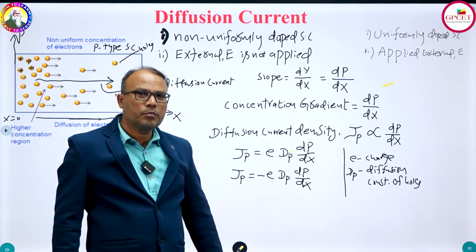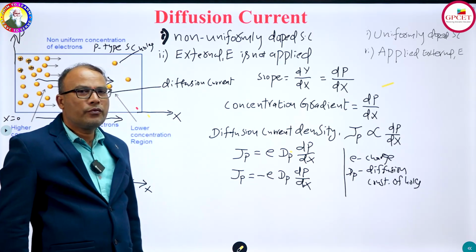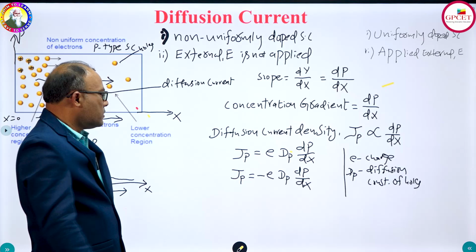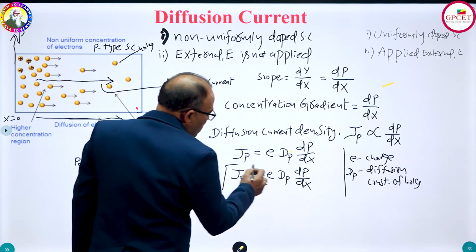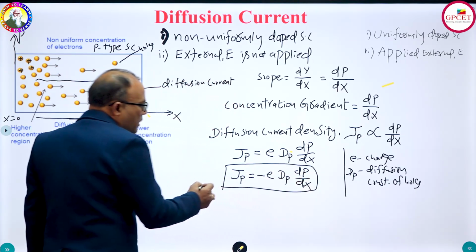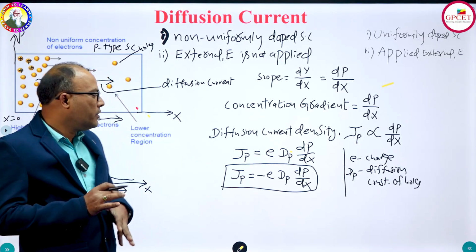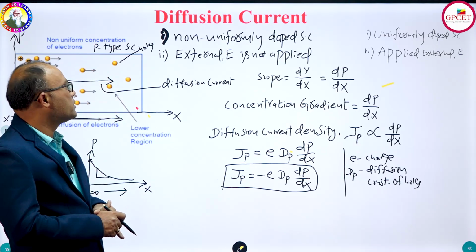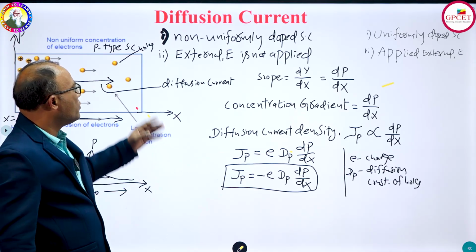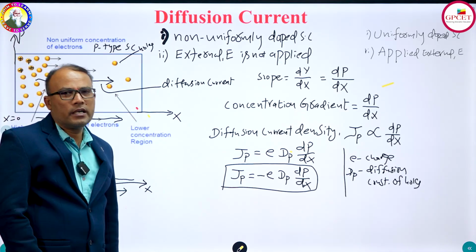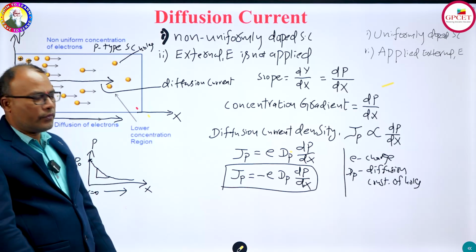Minus of minus becomes plus. So the current density of holes is a positive quantity. Therefore, Jp is equal to minus E into Dp dP by dx. This is the diffusion current density due to holes, which exists in a non-uniformly doped semiconductor without applying any external electric field.